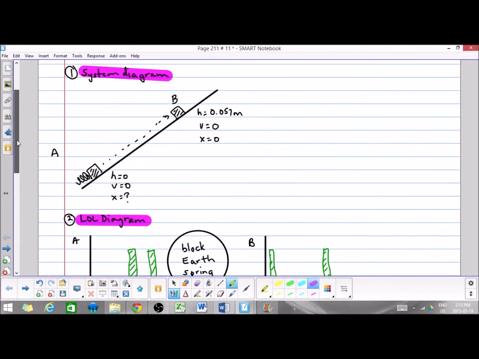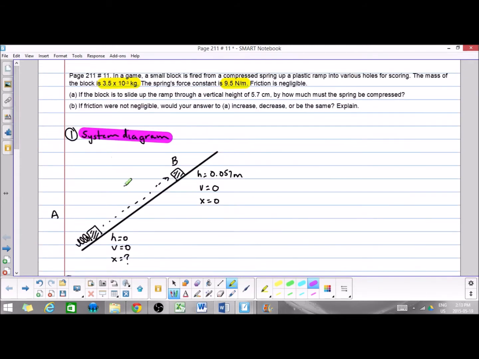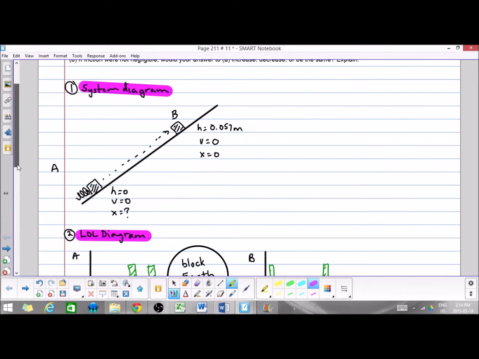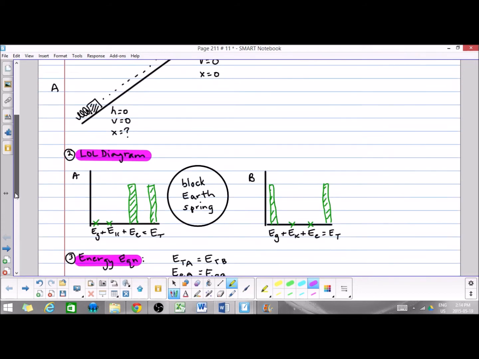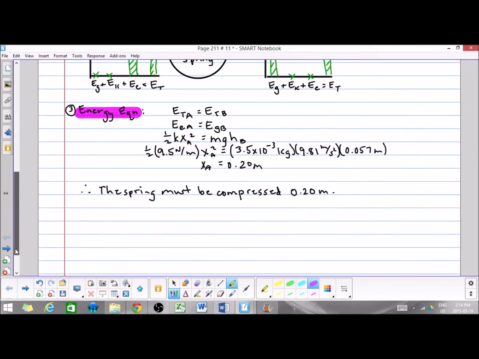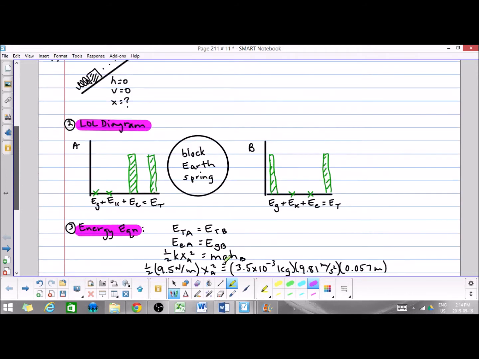Now, part B of this question asks, if friction were not negligible in this case, if it was experiencing friction as it went up the ramp, what would happen to your answer to A? Would the amount of compression necessary increase, decrease, or be the same? And then of course you have to explain it. That's a problem that you might get and have to solve. To talk about that, I want to refer to your LOL diagrams.